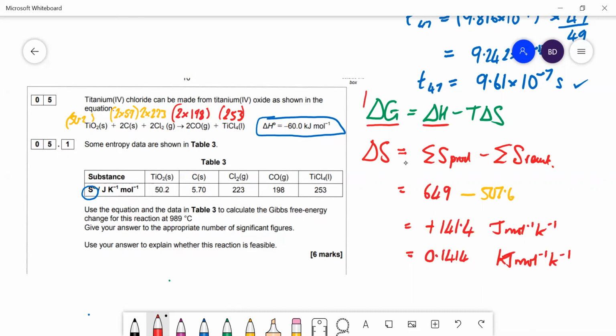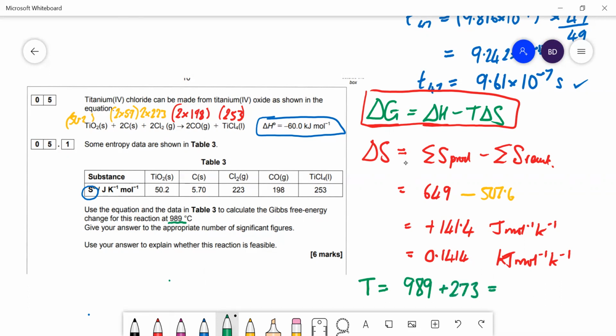Right, put this into our delta G expression. We need to work out what the absolute temperature is. So they tell us the temperature is equal to 989. So in kelvins, we've got to add 273 to that. That is equal to 1,262 kelvins. So it's just a matter of putting those numbers into the equation to find out delta G.